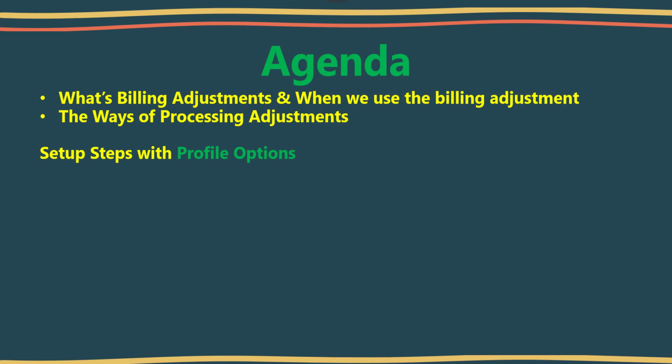What are the setup steps with some profile options? There are a number of settings that affect the creation of adjustments. The first one is Receivable Activity, which ensures that you generate accounting entries for adjustments that you process. Let's get into the application to show you how to create or adjust the Receivables Activity.